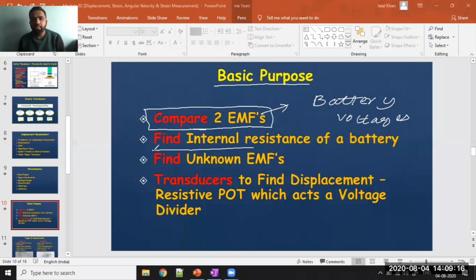Second, to find internal resistance of a battery. Now we know that battery is nothing but a system of wires. Okay, it will have some wires in it. So if it is having some wires, it will also have the internal resistance. Those wires will also have the internal resistance.